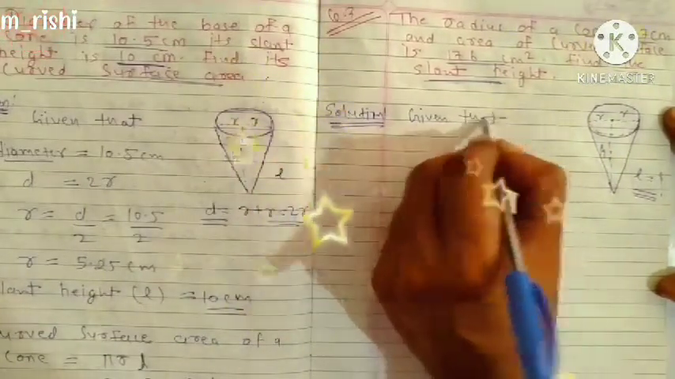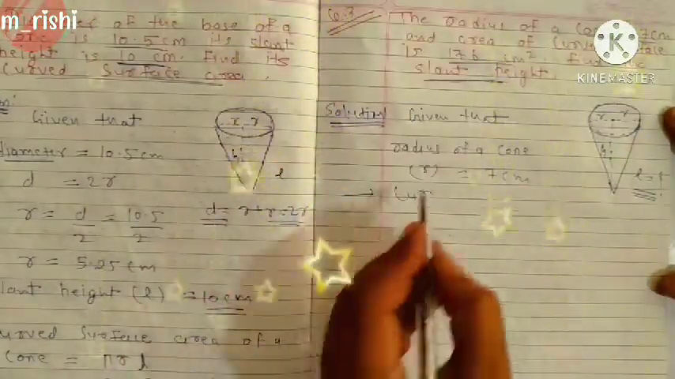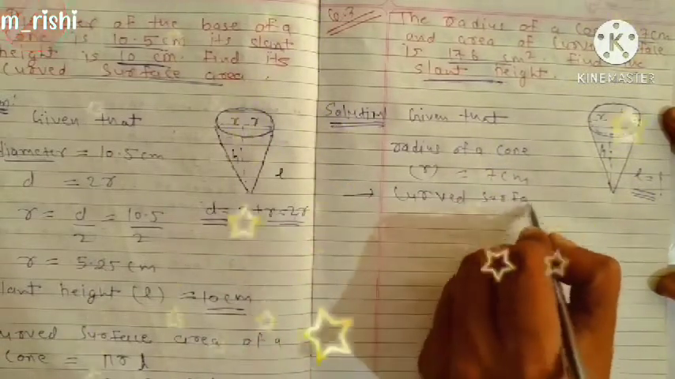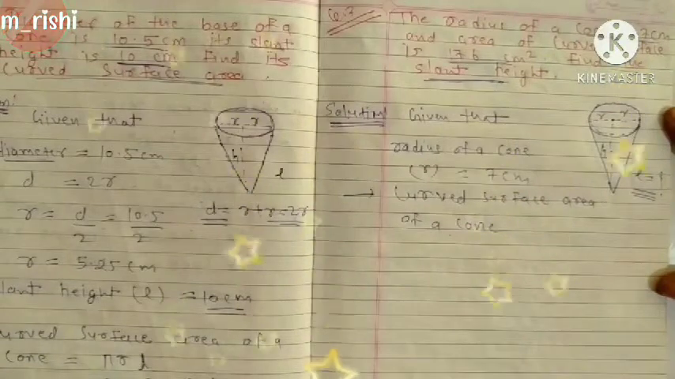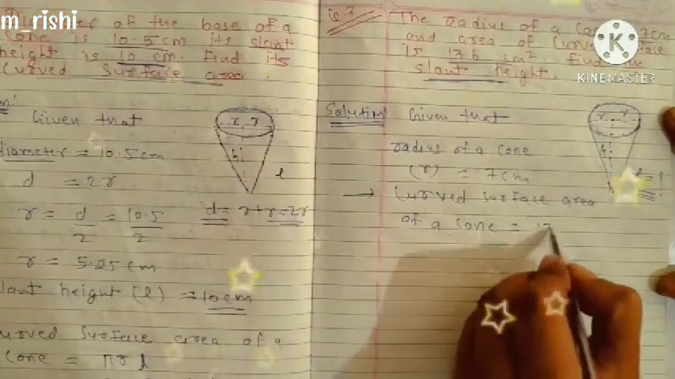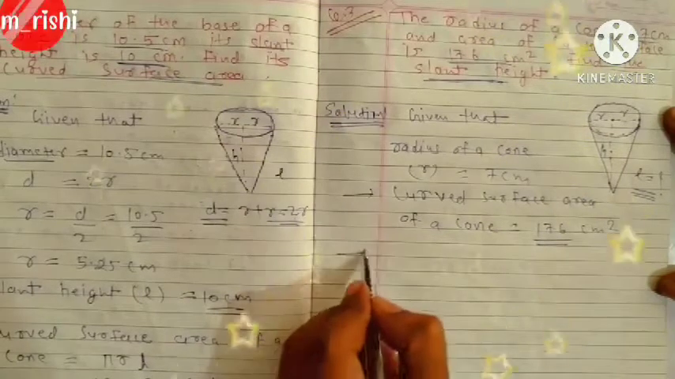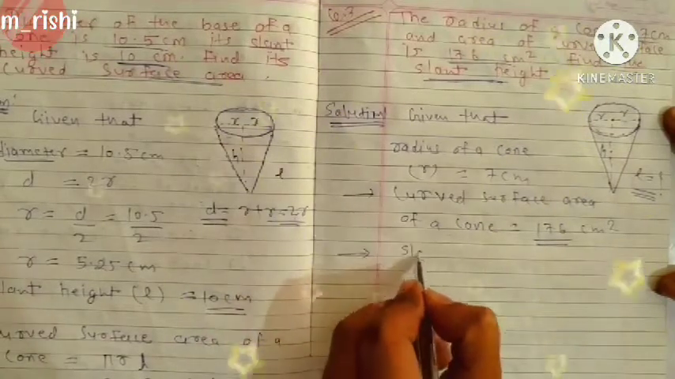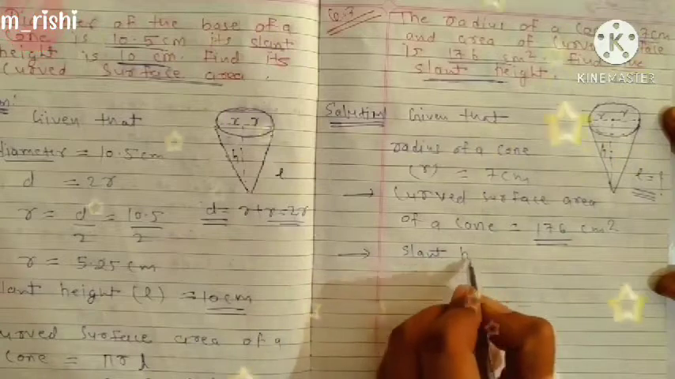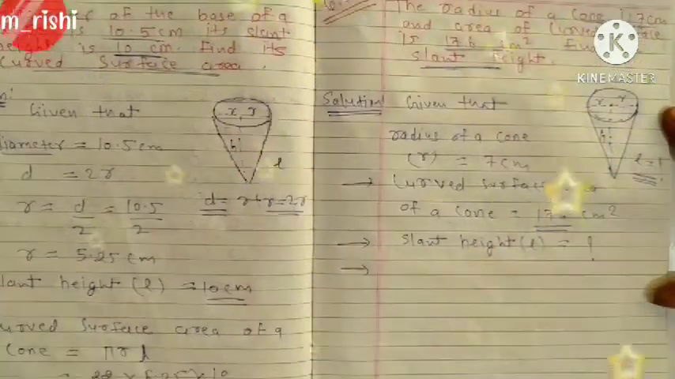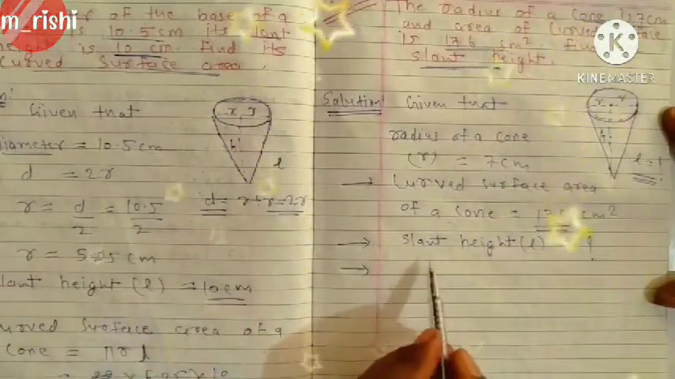So given that radius of a cone, small r, equal to 7 centimeter, curved surface area of a cone equal to 176 centimeter square. For understanding, you read question 3 to 4 times. Slant height, small l, we find.